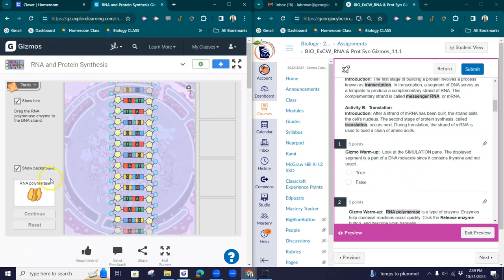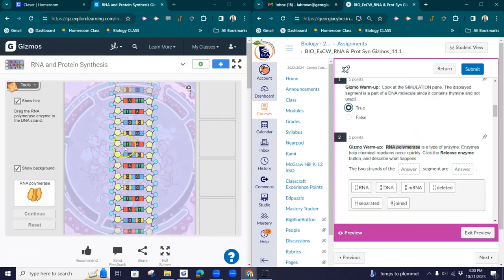Number one says, look at the simulation pane. The displayed segment is a part of a DNA molecule since it contains thymine and not uracil. So this actually is a DNA molecule because there's thymine and not uracil here.